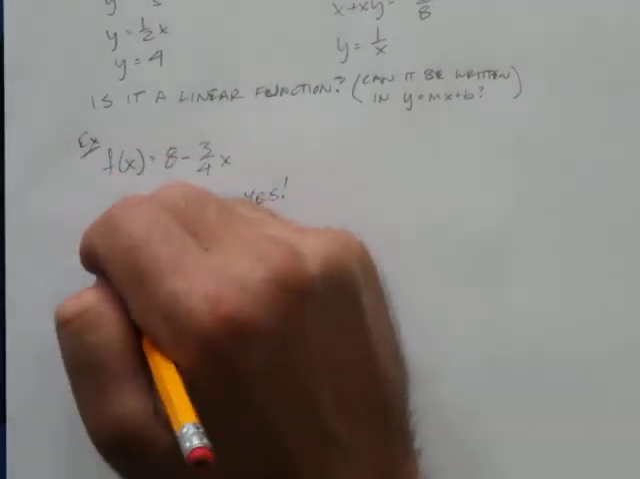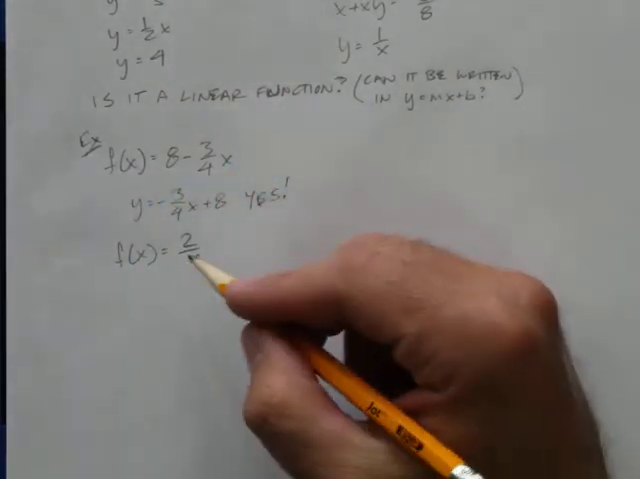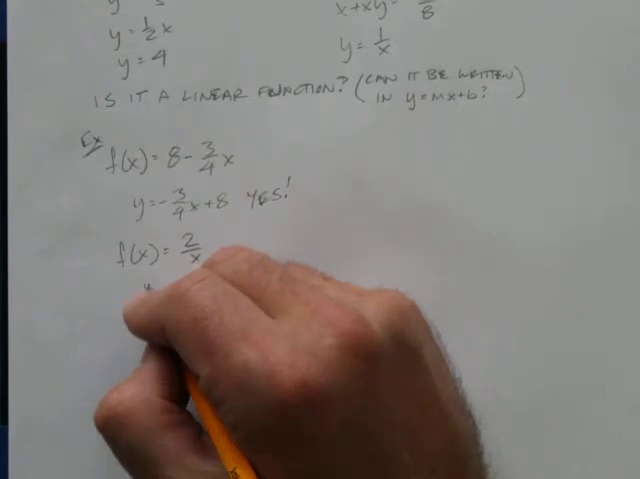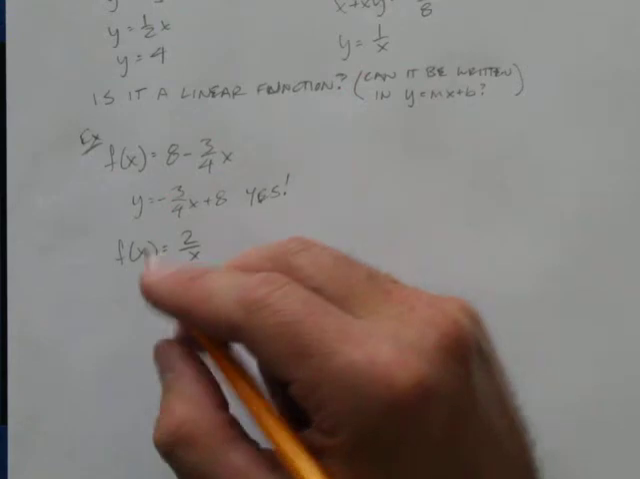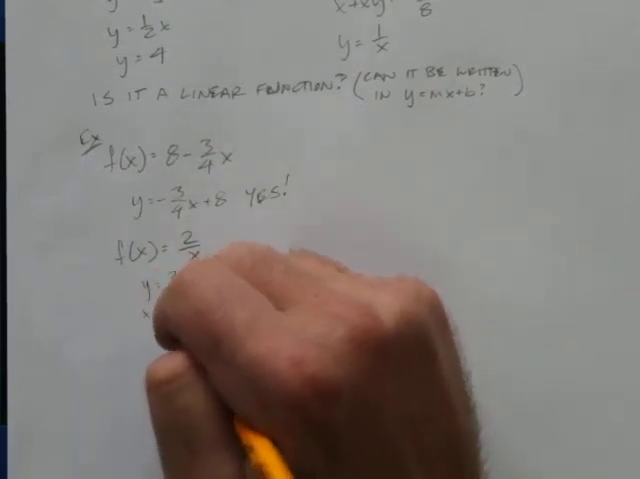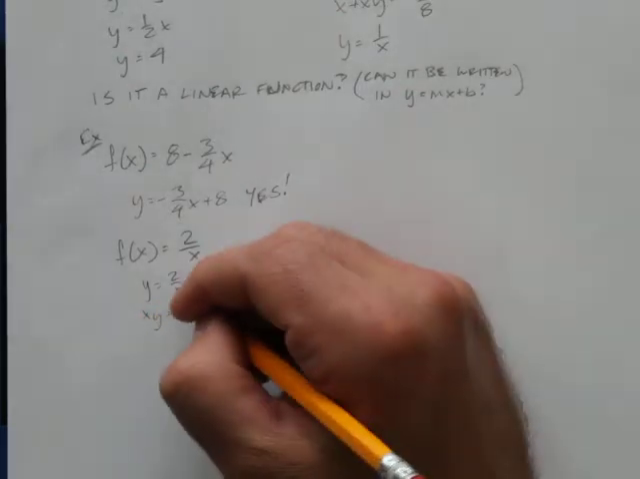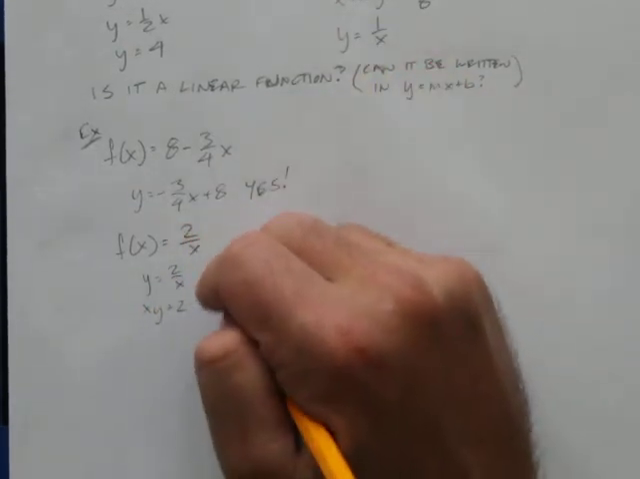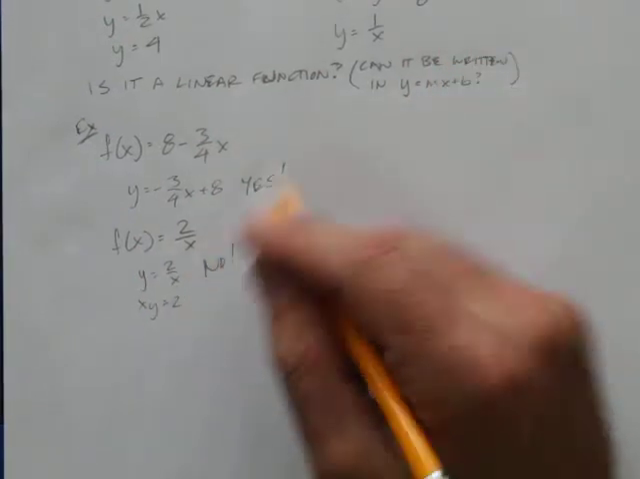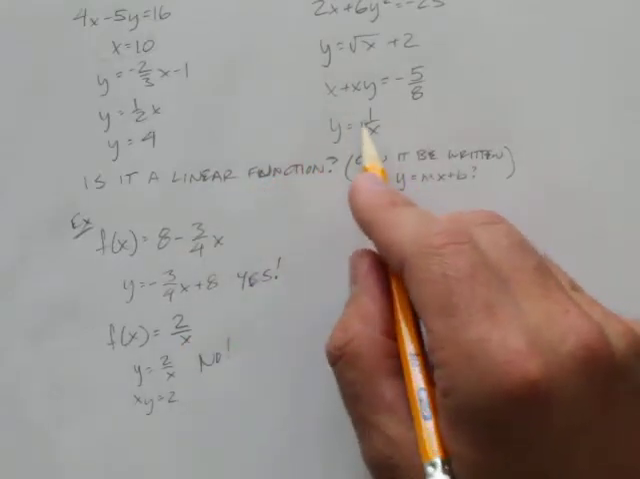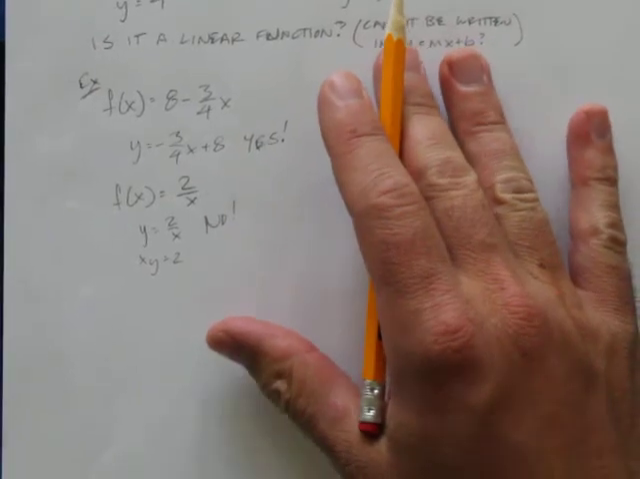How about this one? F of x equals 2 over x. Now I can do all kinds of stuff here. Y equals 2 over x. I can multiply x by each side. Xy equals 2. I'm going to have this problem. I'm not going to be able to get the x and the y separated here in the right way. No, this is not a linear function. Just like this is not a linear equation. This is not a linear function because the x is in the denominator in that way.